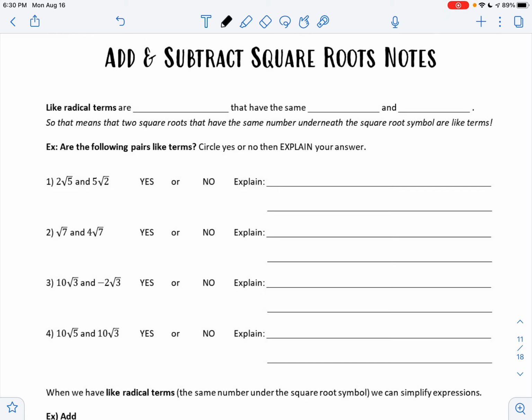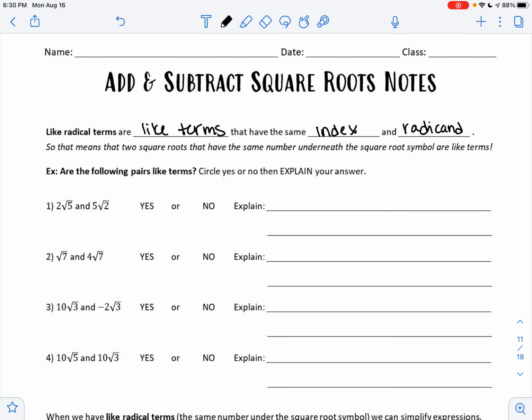In this video, we're going to learn how to add and subtract square roots. Like radical terms are like terms that have the same index and radicand. So if you have a square root, let's say that, or actually let's talk about a cube root to make it clear. So if I have the cube root of 8, in this example, this 3 is called the index.